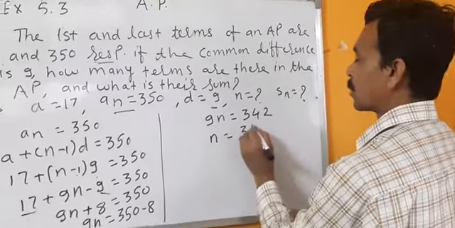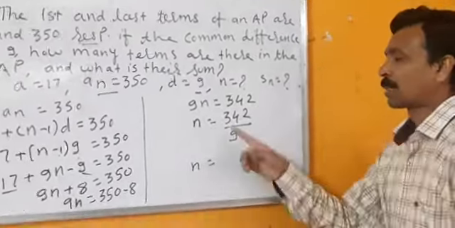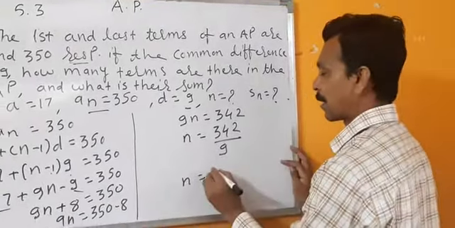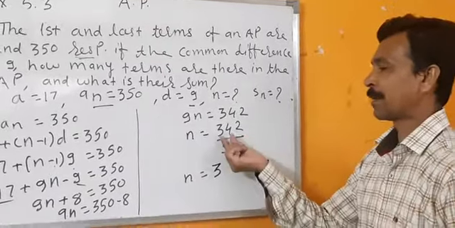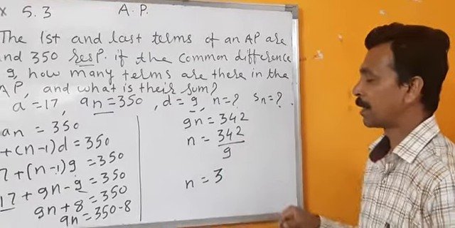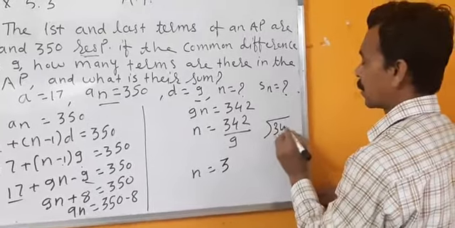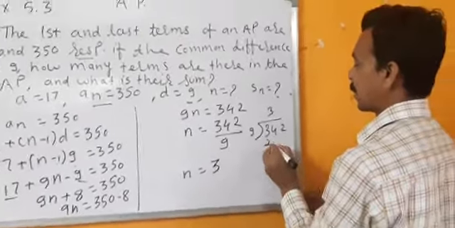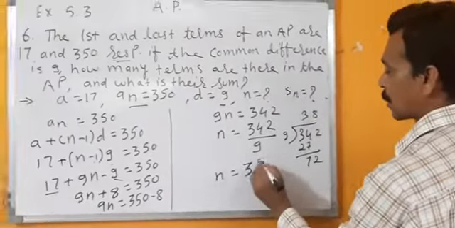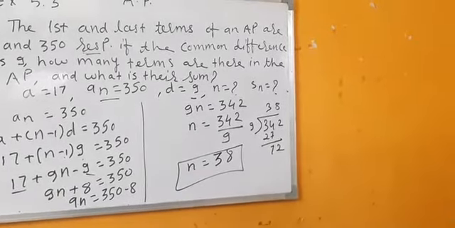N is equal to 342 upon 9. N is equal to, the number less than 34 in the table of 9 is 27. 9 3s are 27. And 34 minus 27 is 7. 7 and 2, 72. I'll divide here, 9 8s are 72. Number of terms, N is equal to 38, right?